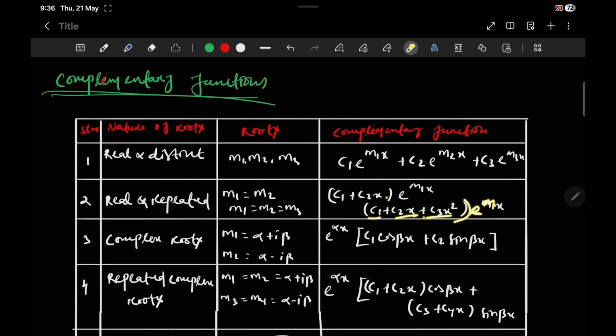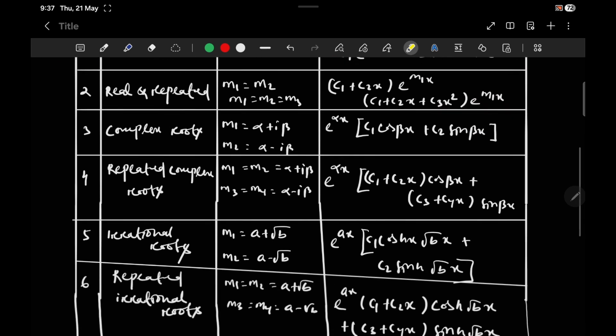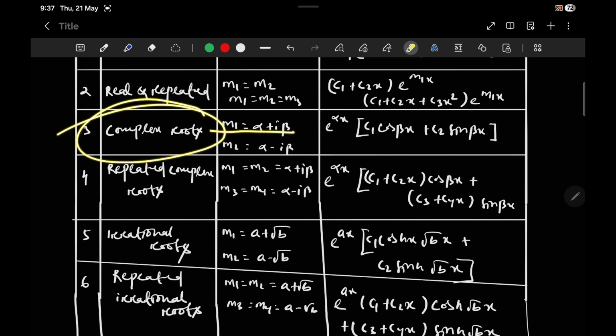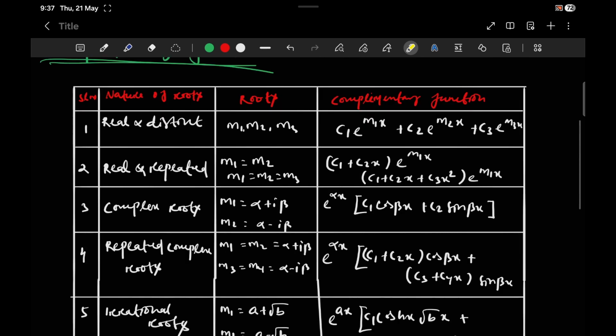Similarly, if we have complex roots, where m is equal to alpha plus i beta or alpha minus i beta, then the complementary function will be e to the power alpha x into c1 cos beta x plus c2 sin beta x.